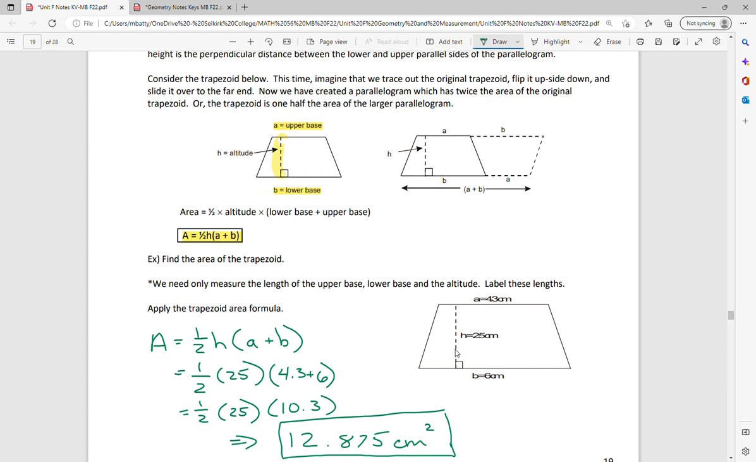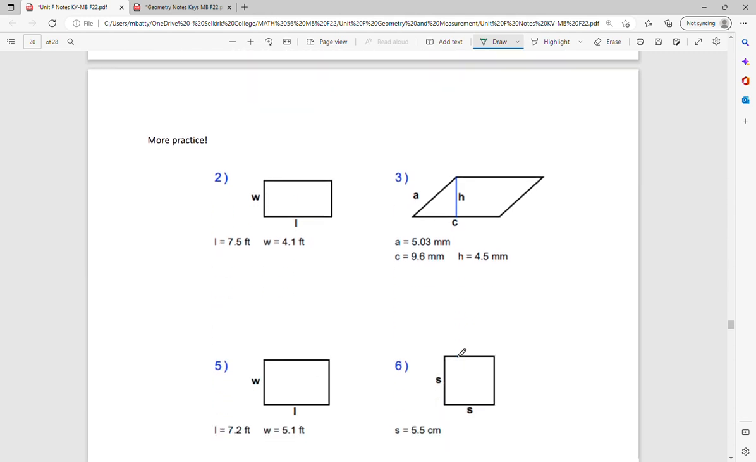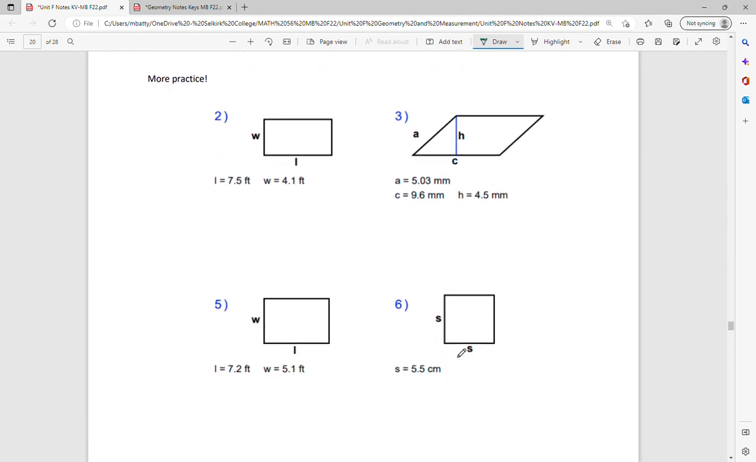The units going in are in centimeters, so the units coming out are in centimeters squared because we're calculating the area. So we've done squares, we've done rectangles, we've done parallelograms and trapezoids. Let's take a look at some practice on these. If you want, you could pause the video and give them some practice. I'm going to speed it up because I feel like this is something that people have done before.